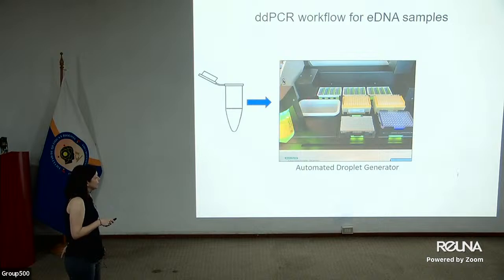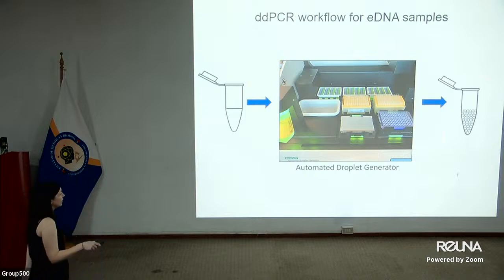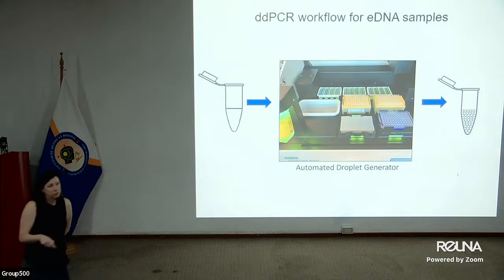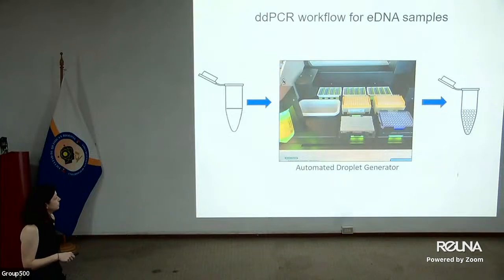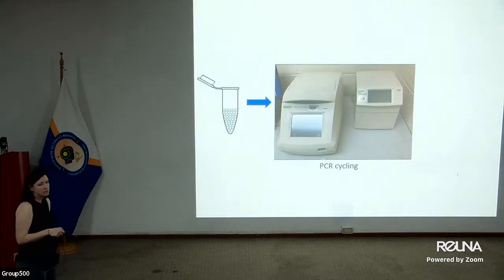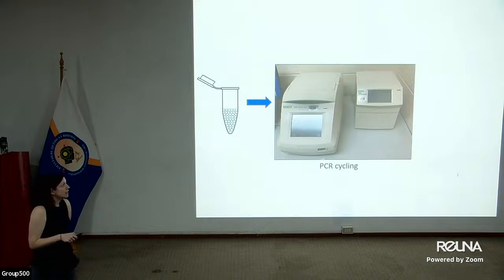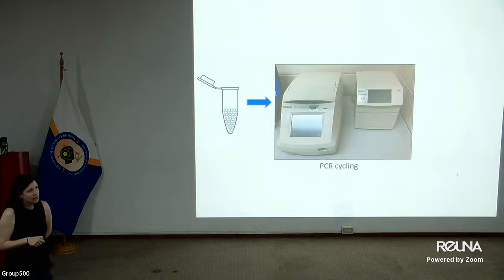And then it adds this proprietary, expensive, don't-know-what's-in-it oil to each sample. Then it takes the sample and puts it into a new plate, and it generates a sample that is now partitioned into 20,000 nanodroplets. You then take that and put it into your PCR machine. In this case, for ddPCR, you also have the option of an internally labeled probe or EvaGreen. I have used both.